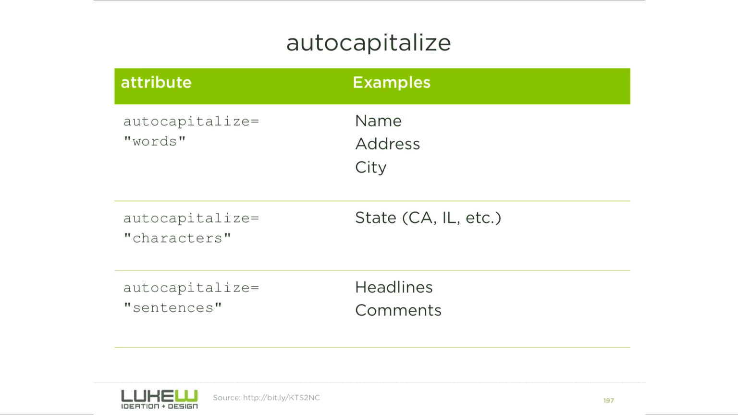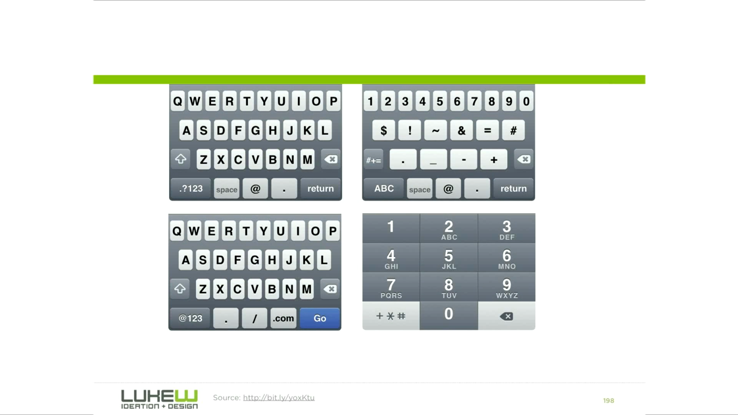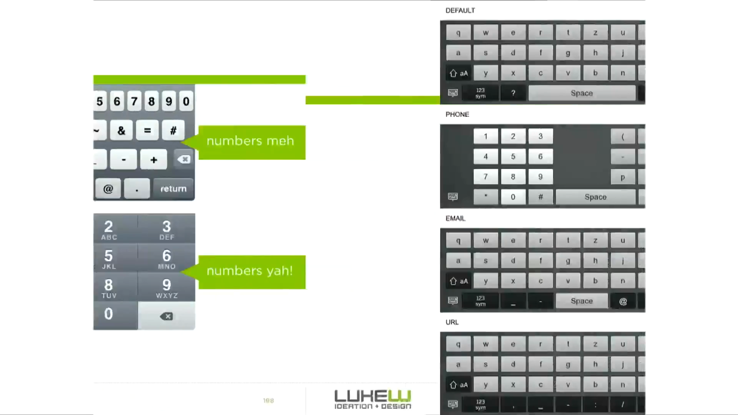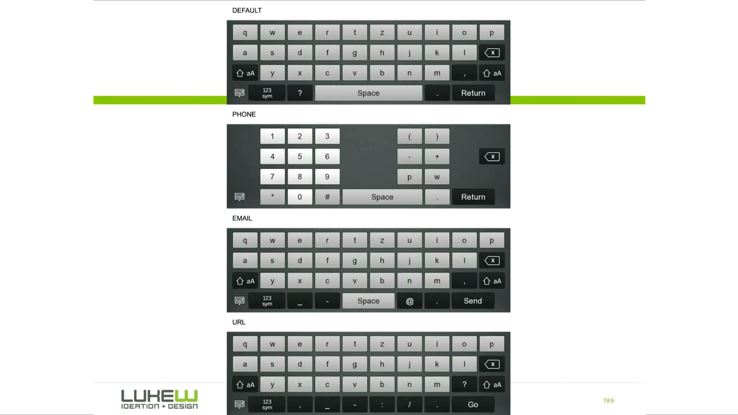And you're not just limited to things like email for inputs. We've got all kinds of input types. We've got numbers, we've got dial pads, we've got, here's kind of the Android side of the coin. We have default, phone, email, URL. There's all kinds of customized input types that can help.